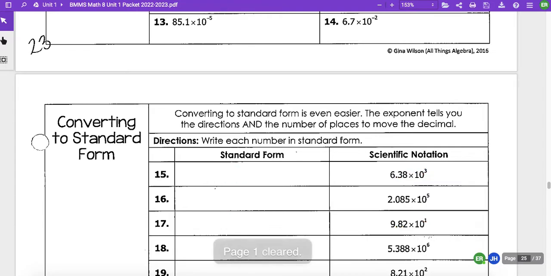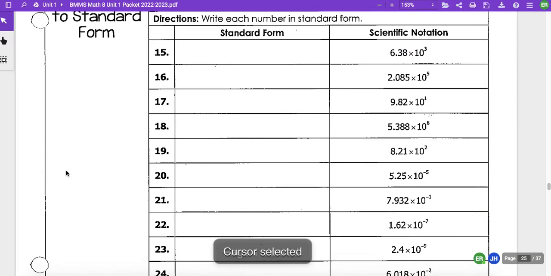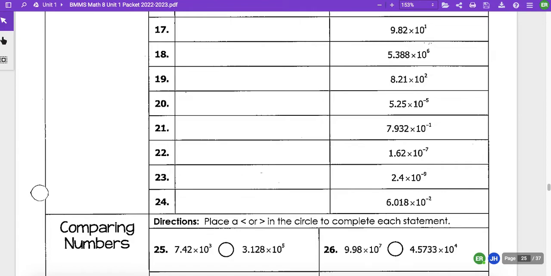Okay, let's look at a few more examples here. So we're going to skip down to 19. So 19 says 8.21 times 10 to the second. So we're going to move it 2 places. So start at the decimal, 1, 2. It's at the end of the number, so we don't have to write it. So it's 821.